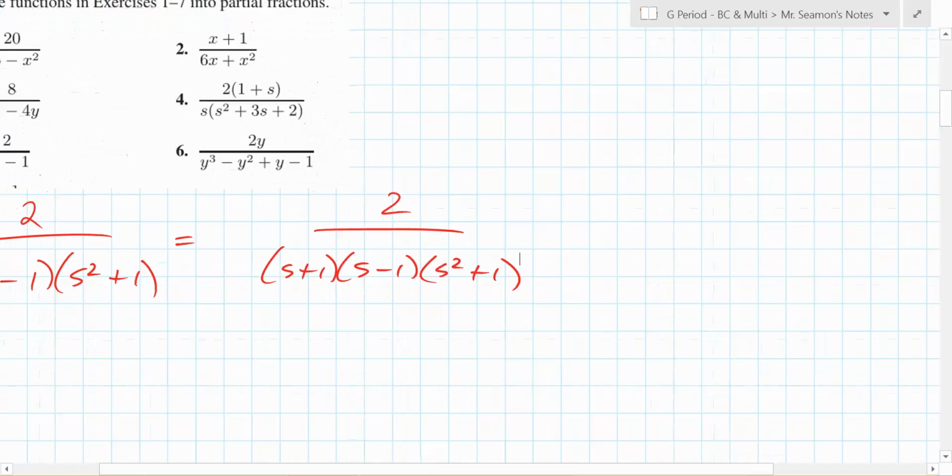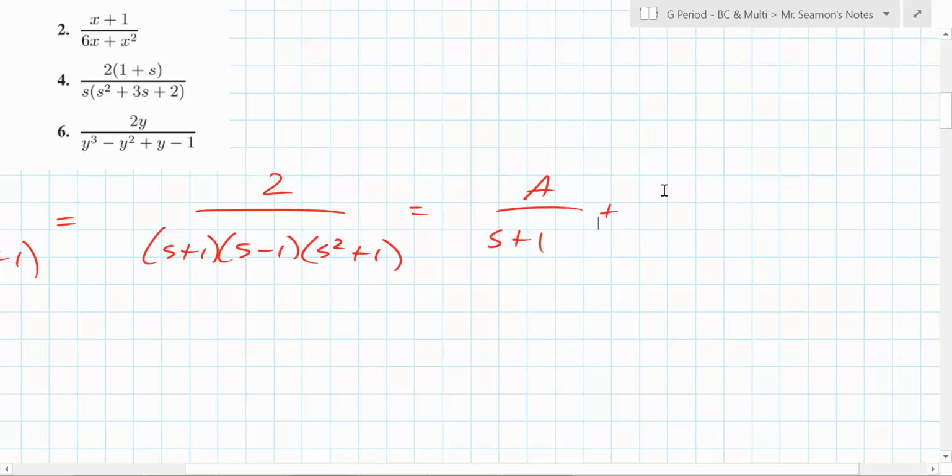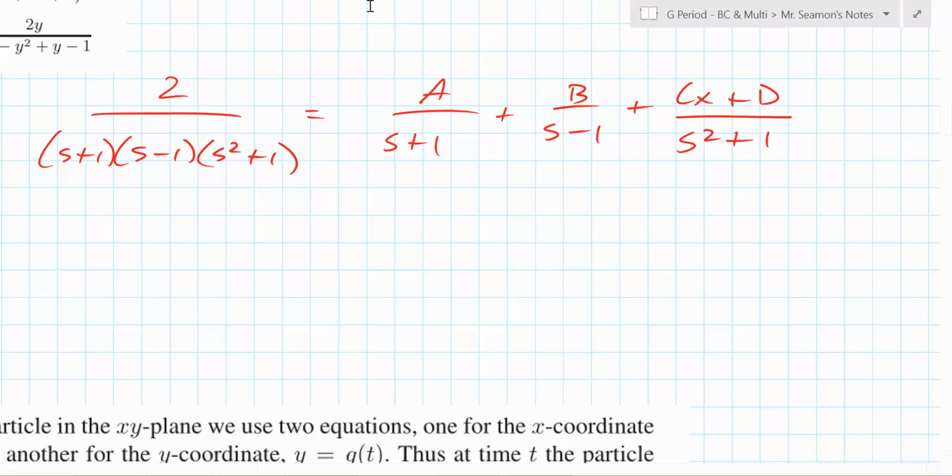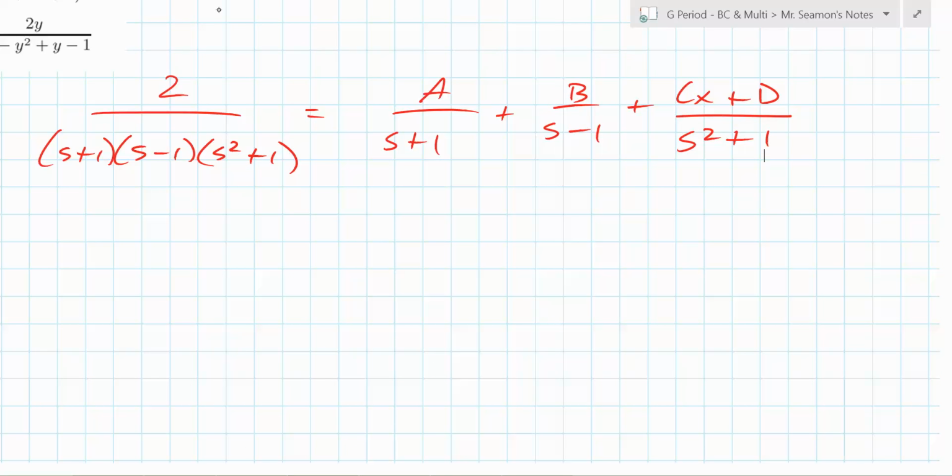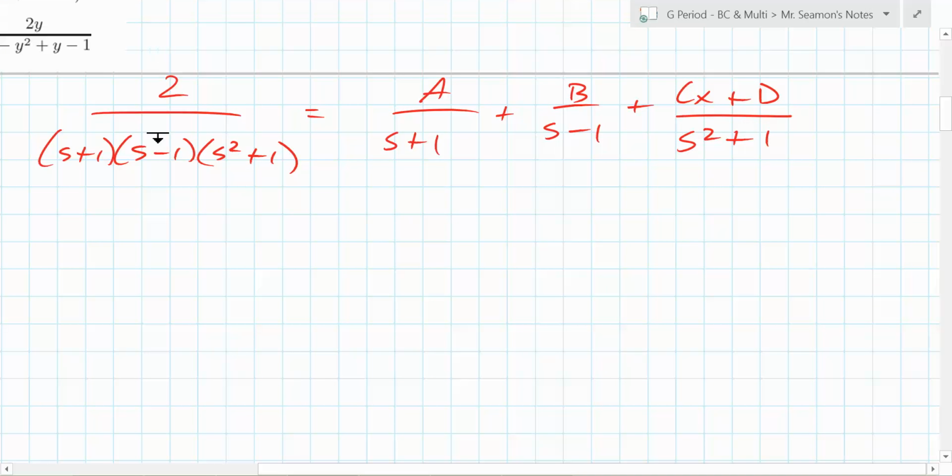If you wanted to write this out, you're going to need to write it out as A over s plus 1 plus what? Yeah, you have to be careful here. B over s minus 1 plus what? Cx plus d over s squared plus 1. Now this one's a little bit more complicated, but you're not actually doing the integration, so we might as well do it here. So if you do this out, you multiply by all those denominators.